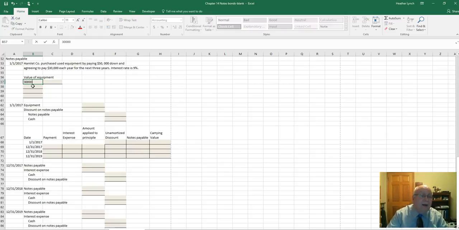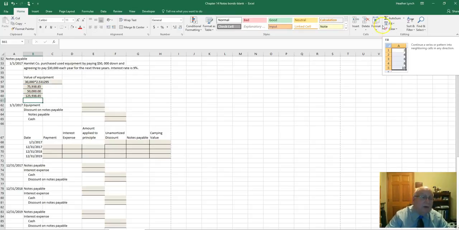So we have to use the present value tables. So we have $30,000 times 2.531295. Okay, this is for the present value. What we're trying to do is find the present value of the notes payable. So we have equal 30,000 times 2.531295, and that gives me 75,938.85. And then we added the $50,000 down payment. So the total that we paid was $125,938.85. That's the value of the equipment.